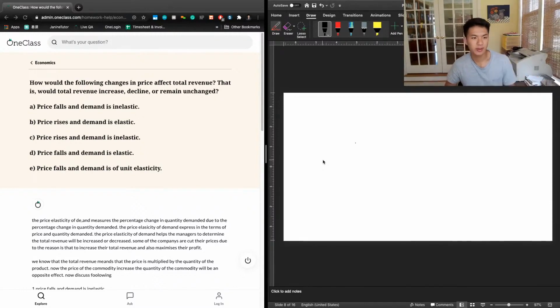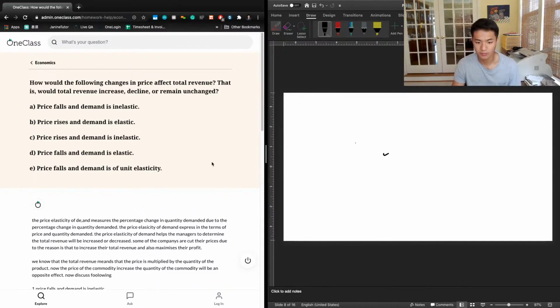So if price falls, that means for A, the percentage fall in price will be greater than the percentage fall in quantity demanded. And so, yeah, this is just not going to work, so we're just not going to do this today.